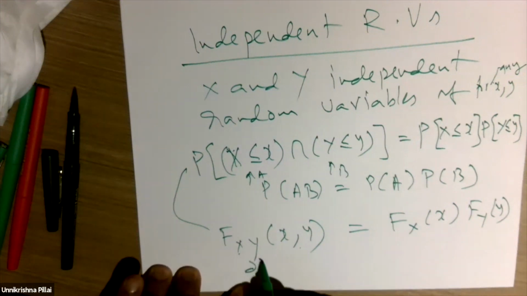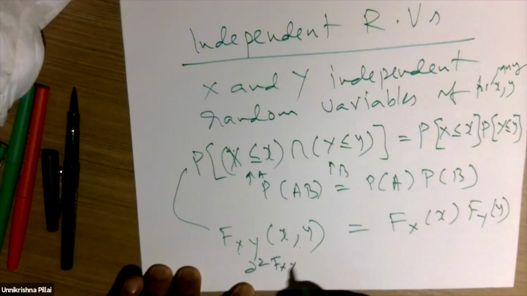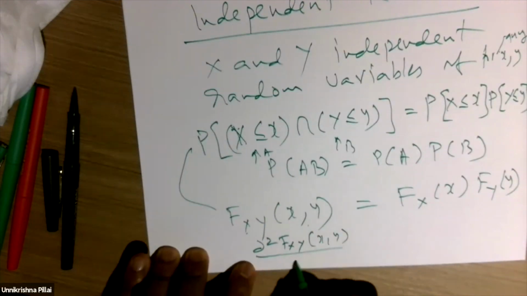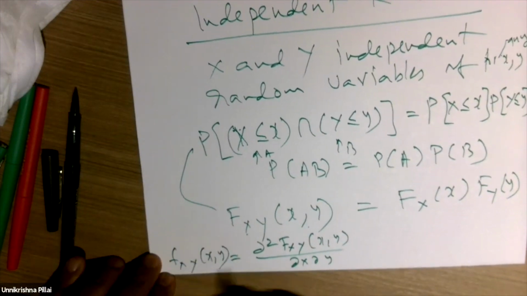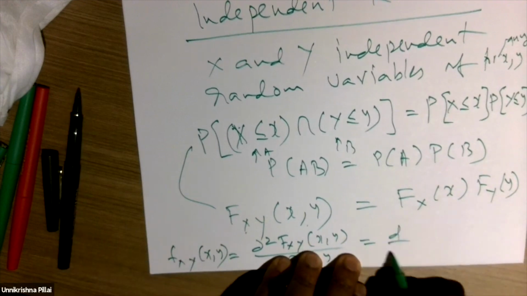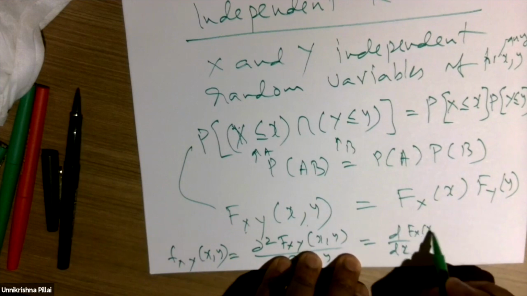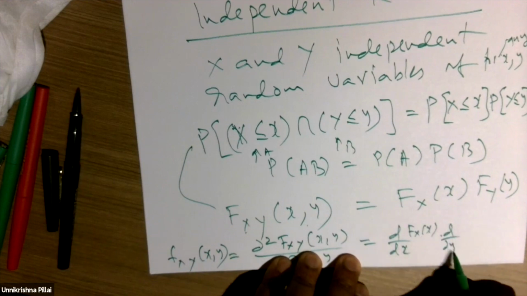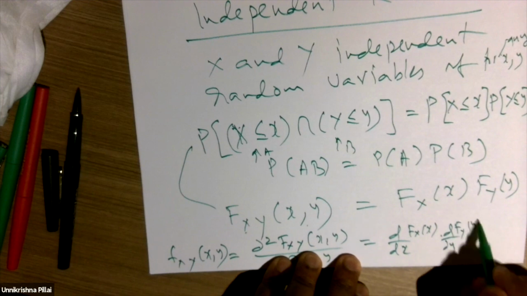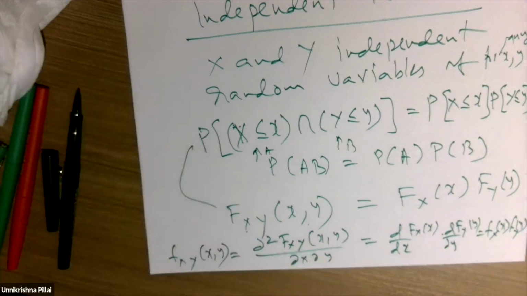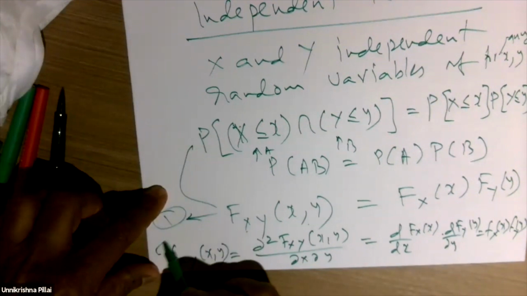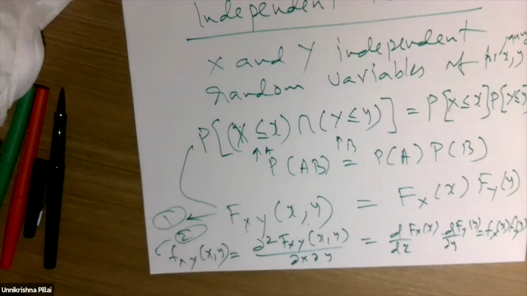Of course, let me take the double derivative here. That gives me the joint density function on this side. And here, of course, there is no y, so this is just a derivative on each one of them. But that's nothing but f_X(x) multiplied by f_Y(y). So you can use any one of these for independence. You can express it in terms of the joint density function or the joint distribution function.